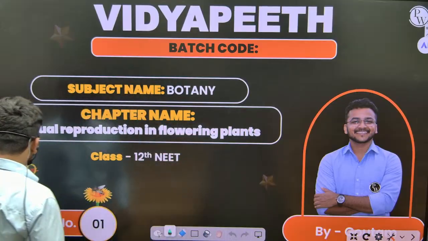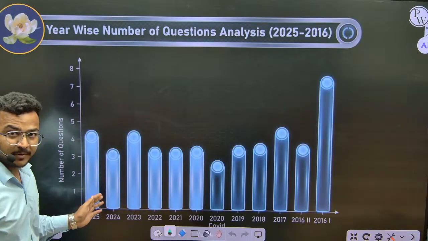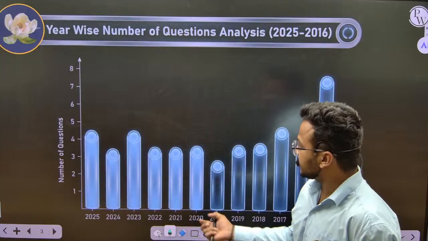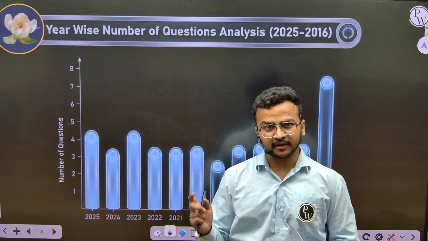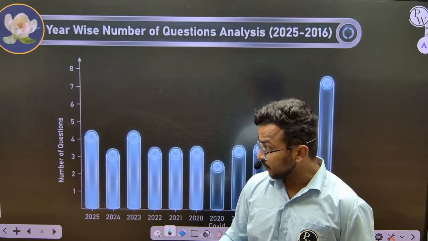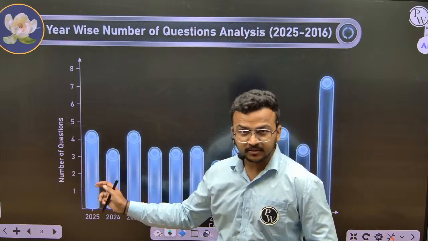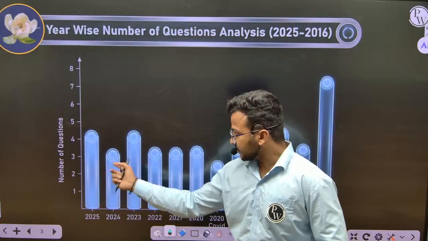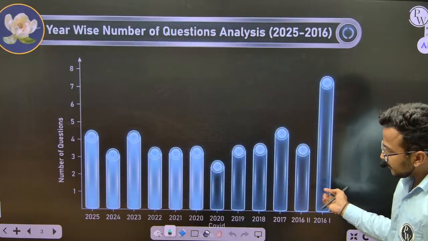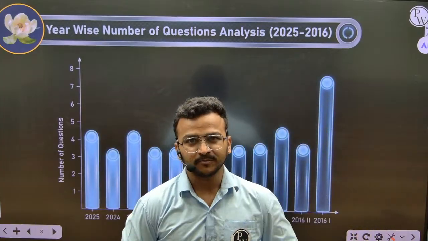And before starting this chapter, we'll see the question paper analysis of the past 10 years. So there you can see the weightage of the last 10-year analysis. If you check last year, there are 4 questions, not 4, actually it is 5 questions. So 5 questions have been asked from this chapter, and before last year it is 3, and before that it is 4. So always there is a maximum weightage for this chapter. So it has a lot of importance.